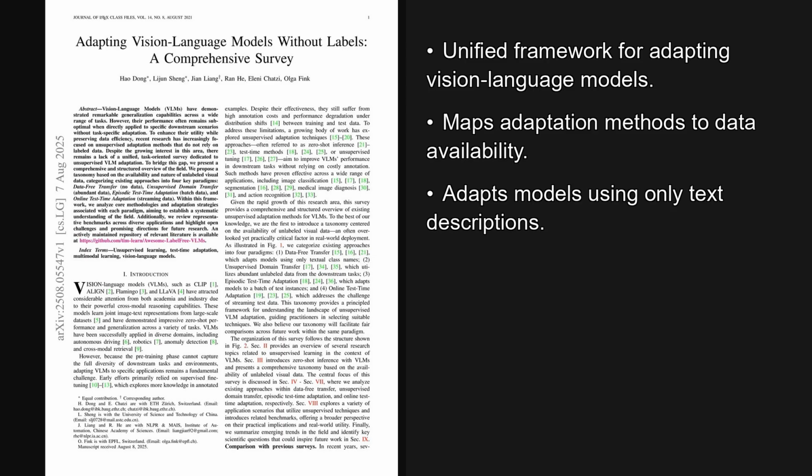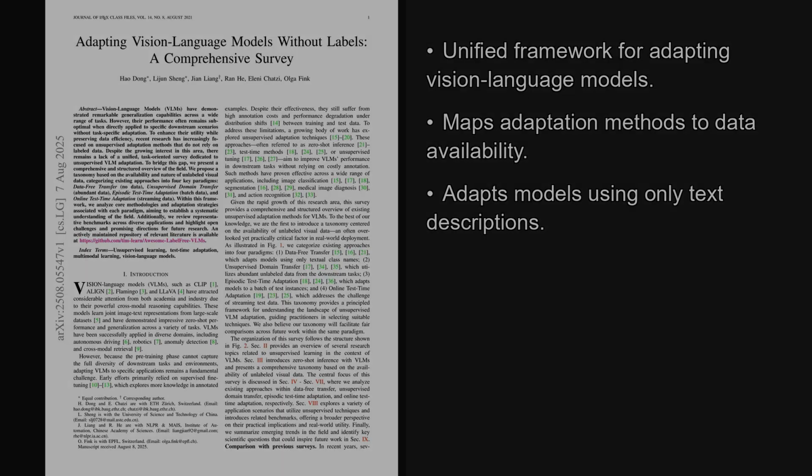The paper is titled, Adapting Vision Language Models Without Labels, a Comprehensive Survey, and its proposed taxonomy provides a much-needed roadmap for this rapidly evolving area of research. Essentially, it organizes the entire field based on how much unlabeled data is available for a given task, from having no data at all to having a continuous stream of it.